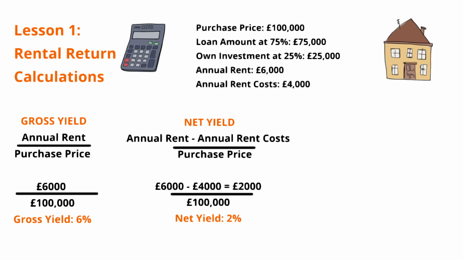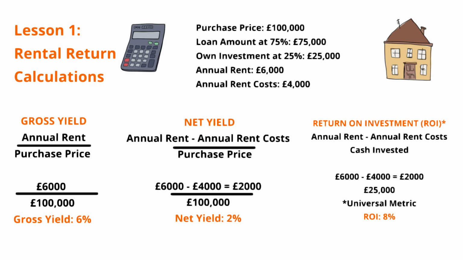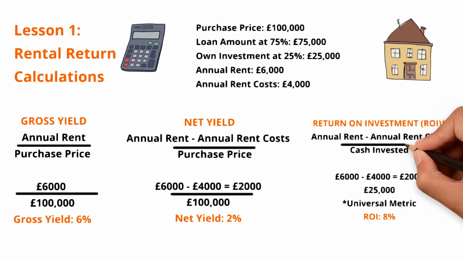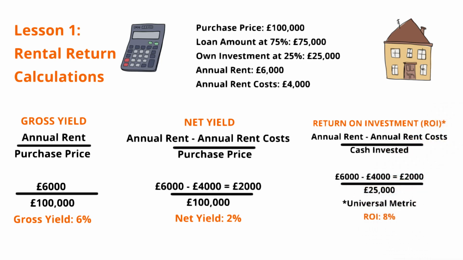The next one is return on investment, so ROI. That's annual rent minus your rental costs, divided by cash invested. So 6,000 minus 4,000 gives you 2,000 again. But this time you're dividing it by your own investment, which is £25,000. And that leaves you with 8%.